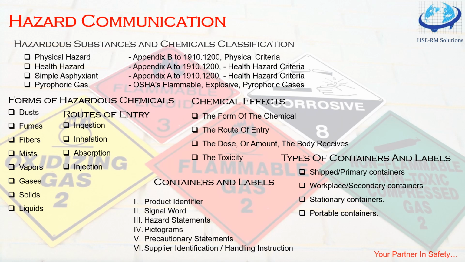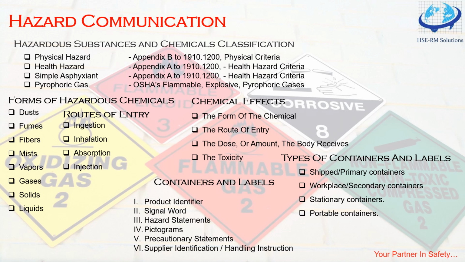The third criteria is simple asphyxiants. And what are these? It is a substance or a mixture that displaces oxygen. So asphyxiants are basically mixtures that displace oxygen in the ambient atmosphere and thus cause oxygen deprivation in those who are exposed, leading to unconsciousness and death.